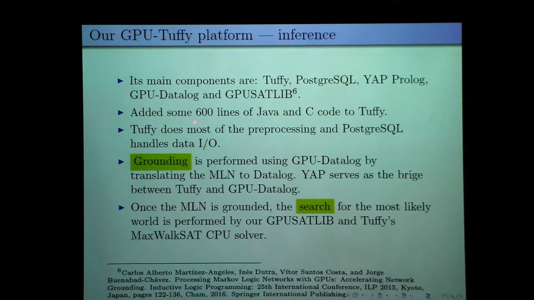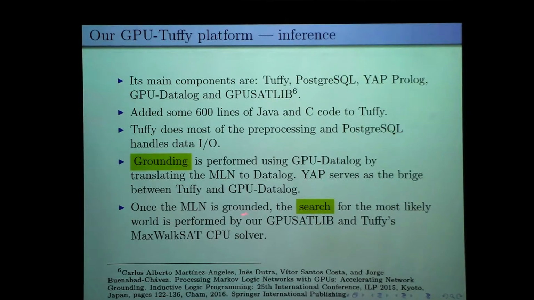We added some 600 lines of Java and C code to the Toffee implementation. Toffee is in charge of doing most of the pre-processing of reading the rules, and Postgres handles the data input-output between Toffee and the GPU data. The grounding process is performed with GPU Datalog. It translates the MLNs to Datalog, while JAP serves as the bridge between Toffee and GPU Datalog.